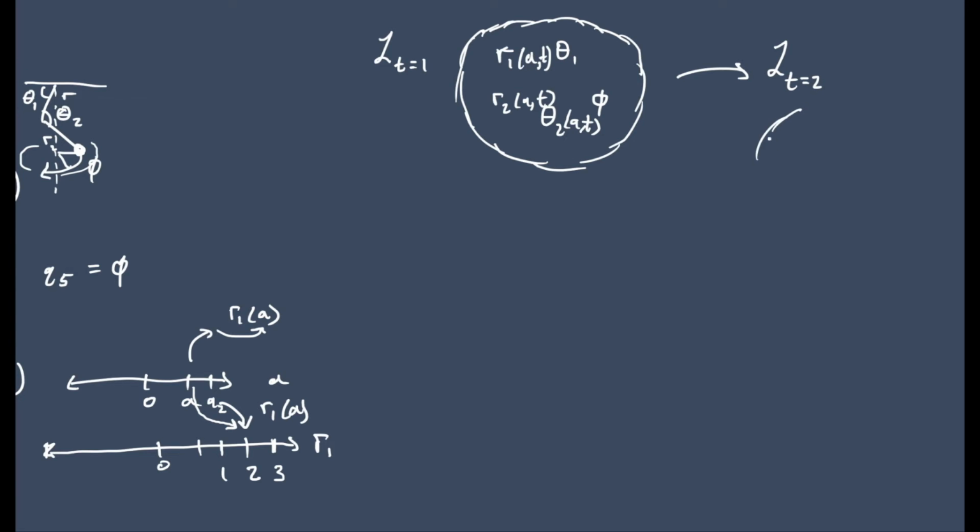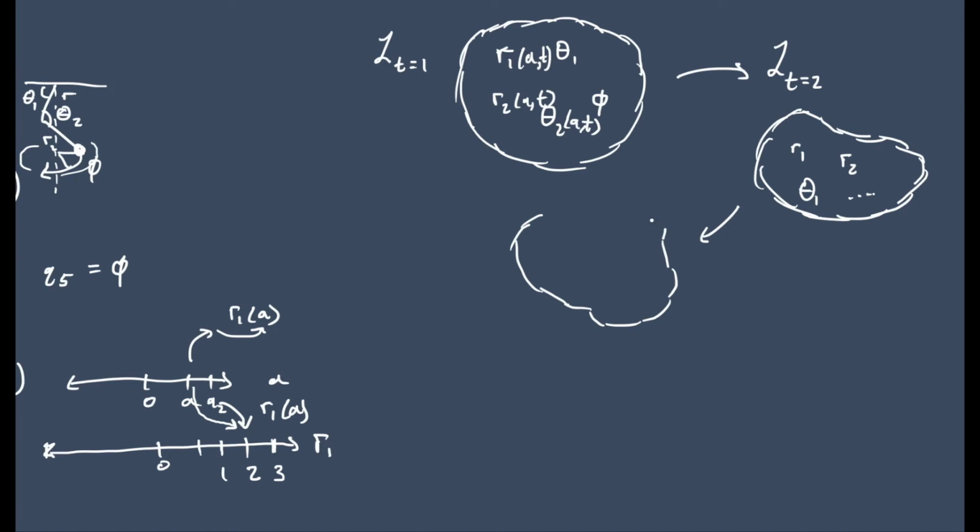Say this thing evolves at time equals 2, and our Lagrangian might change. Because, say it takes on a different shape or a different form, it still has all our independent variables in it: R1, R2, theta 1, and so on. But because these things are different values now at a different time, our Lagrangian is going to have a different shape to it, and then our Lagrangian might look something like this at t equals 3.